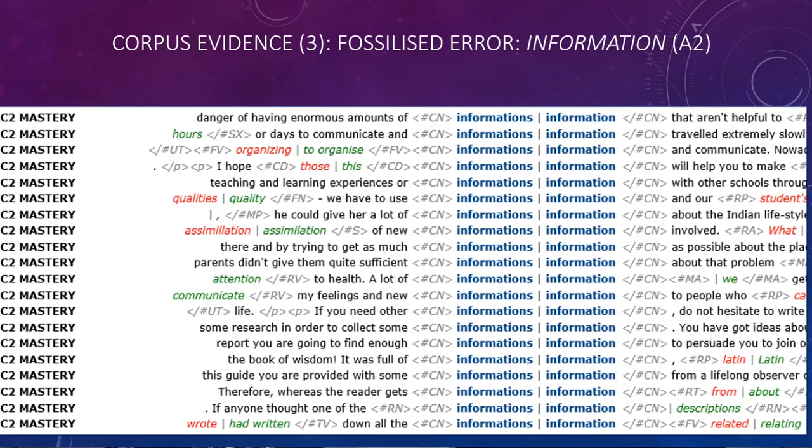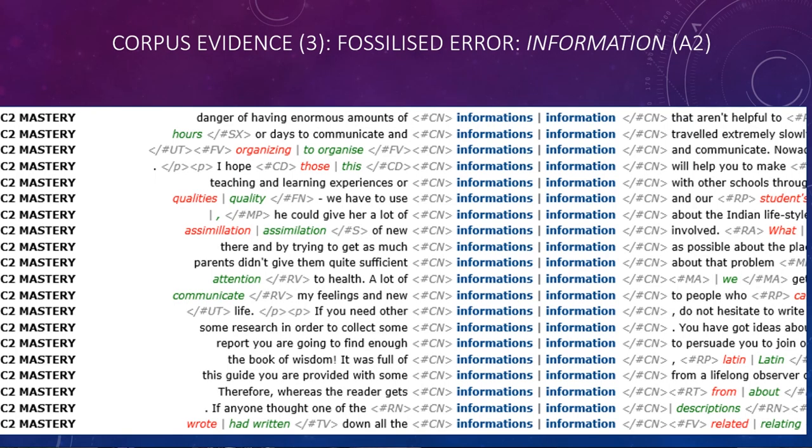Here we can see a concordance for the word information, which in English is an uncountable noun, therefore it's not used in the plural. One common mistake that learners make is indeed to use it in the plural. And we find this error at lower levels when the word is first learned, but rather disappointingly, we still find strong evidence of it at the highest level, at the C2 level of the Common European Framework.